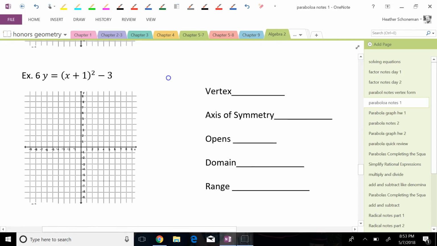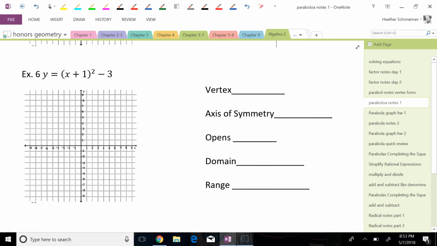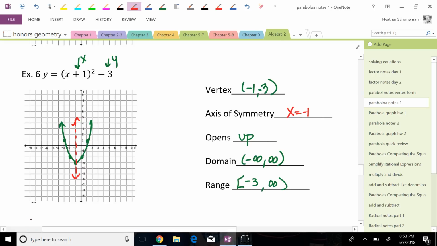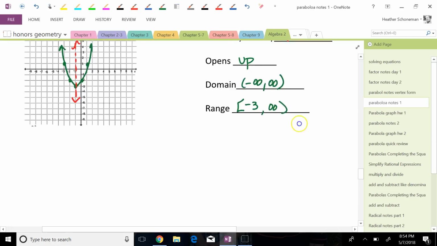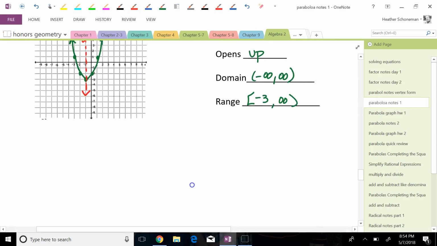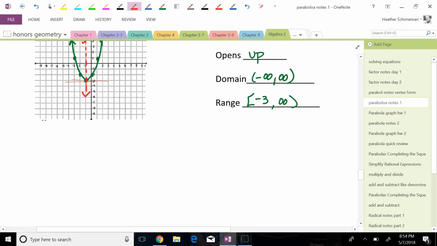Okay, I want you to try this one on your own. Pause your video and then check to see if you get the right answer. Okay, here's the answer for number 6. Did you get the right thing? Remember, for the vertex, it's the opposite of what's in the parentheses, but the same for what's with y. And if you weren't sure, if you look at the range, it's starting at negative 3. That's why I did this here.